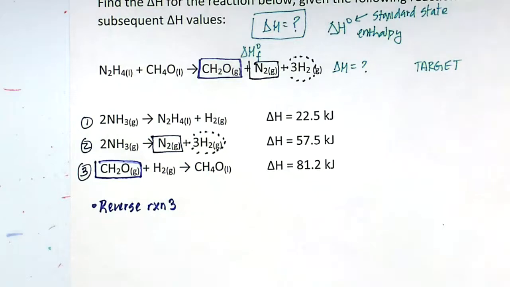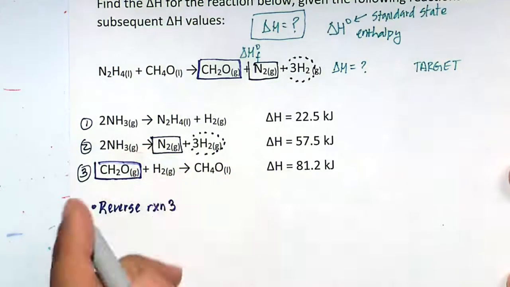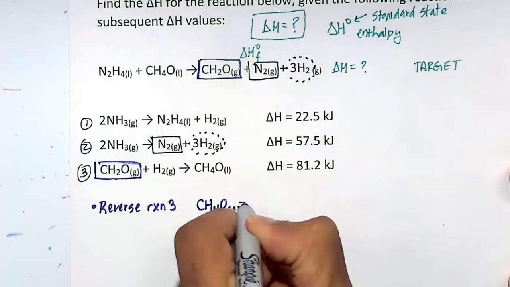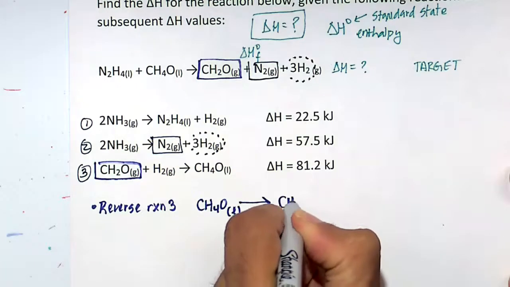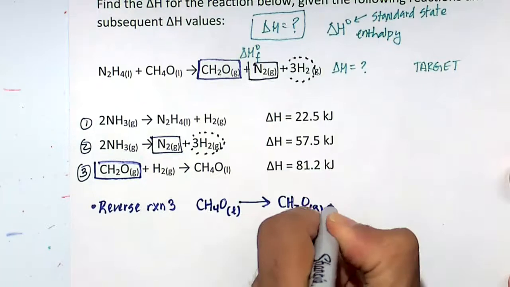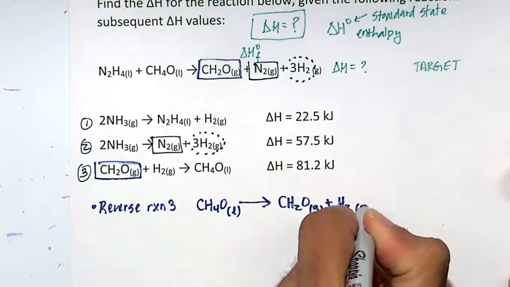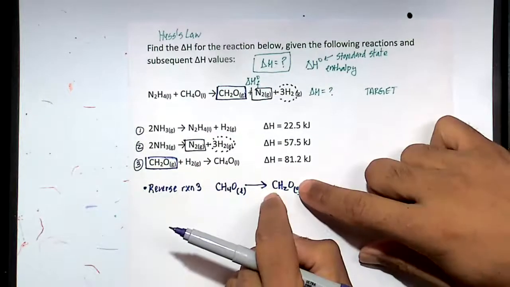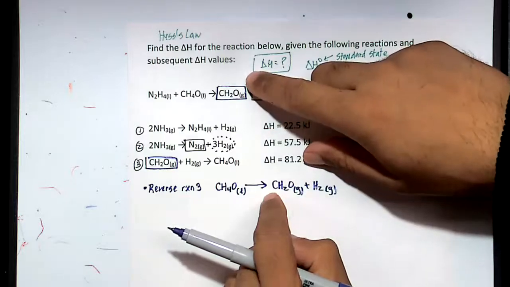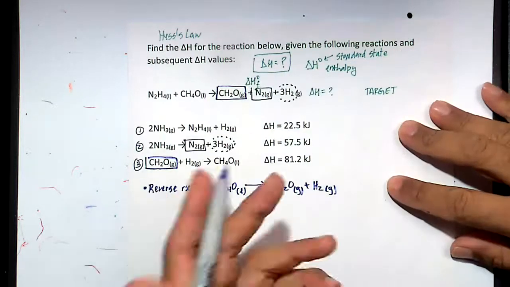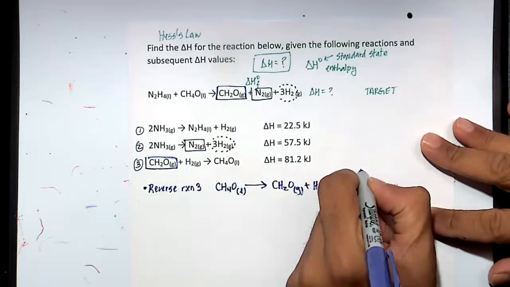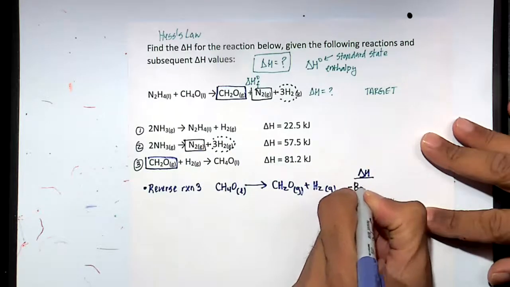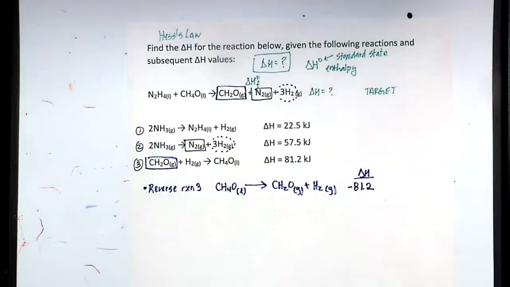So let's do that. What becomes product now is our reactant, CH4O liquid, and that's going to go to CH2O gas plus H2 gas. Again, please realize, why am I flipping it? I'm flipping it because now my CH2O is on the product side. Now when we flip it, we flip the sign of the delta H. So this is something I want you guys to know. When we flip the reaction, we flip the sign. So what was once endothermic now becomes exothermic.